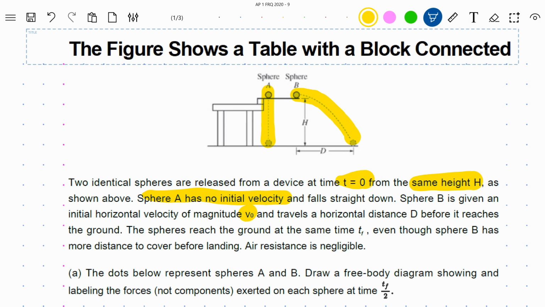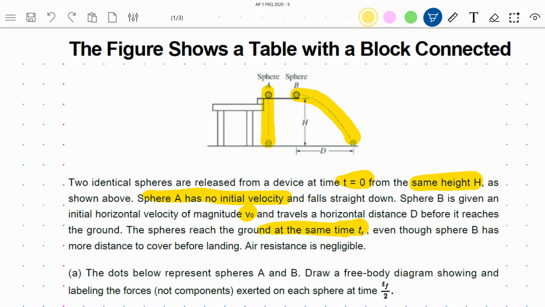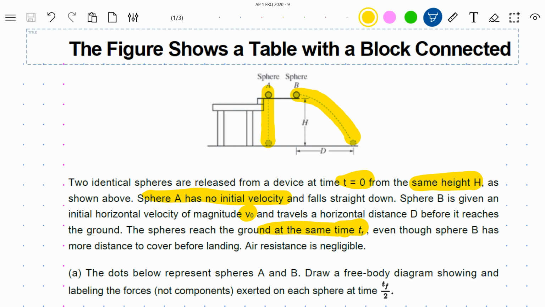The spheres reach the ground at the same time, t final, or tf. So they do hit the ground at the same time, which is exactly what we would expect. But it's pointing out that even though sphere B has more distance to cover before landing. So they're just pointing this out to us. There's really no question yet. They're saying they did hit the ground at the same time, but interesting, sphere B had to travel a greater distance. And a friendly reminder that the word distance means length of path traveled. So certainly this straight down path for A is a shorter distance than the path shown for B. It's a longer path. So this is true. Air resistance is negligible, as we typically expect.